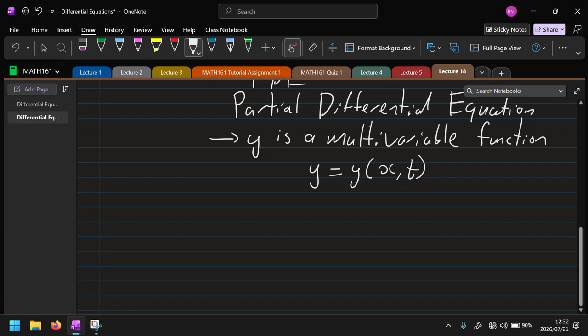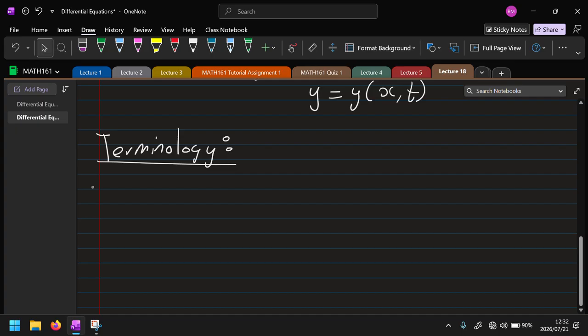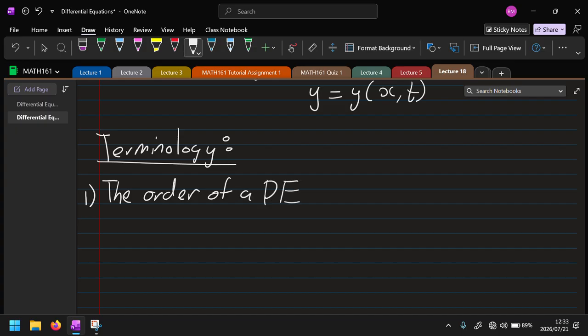Okay, now there's some more terminology involved. Not too much, but we do need to know what these words mean. So just some more terminology. Okay. Number 1 is the order of a differential equation. Okay. And again, we're going to abbreviate it DE. You know that means differential equation. So the order of a differential equation is the highest order of the derivative.